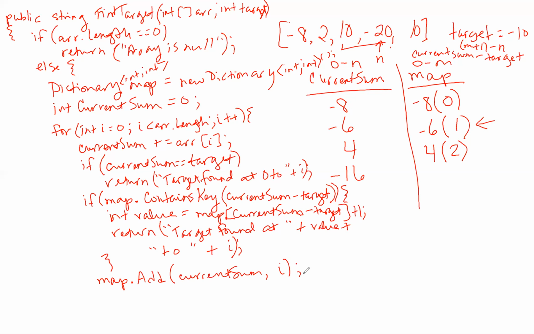Okay, and let's see. I think that covers all the conditions that we want to take care of inside of our for loop. If we go through the whole for loop and don't return anything, then we didn't find anything that is reaching our target. So then we can just return some message like target not found. Okay, that's the end of our else and the end of our function. Okay, let's walk through this and see how it works.